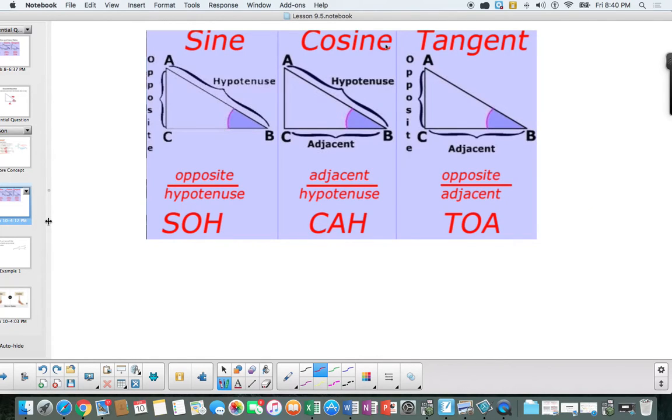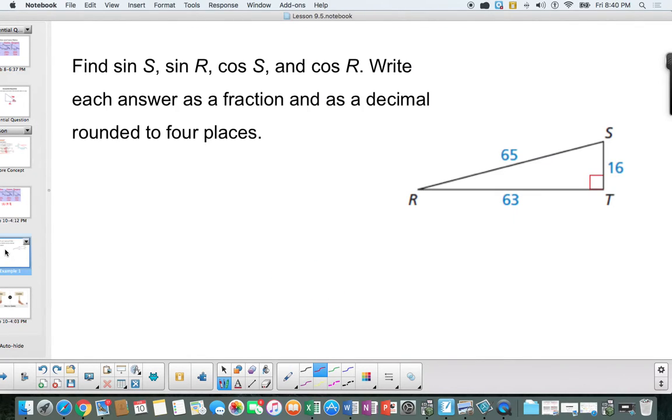All three ratios can be learned using a mnemonic. The sine is the opposite leg over the hypotenuse. The cosine is the adjacent leg over the hypotenuse, and the tangent is the opposite leg over the adjacent leg. Let's go ahead and put this mnemonic up for this problem so that we can refer to it.